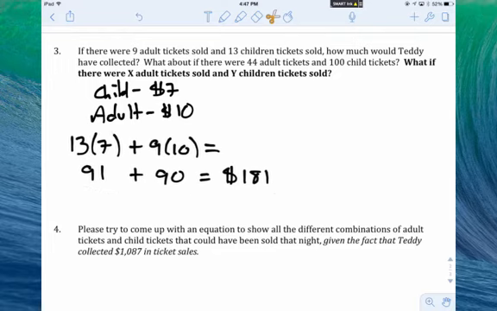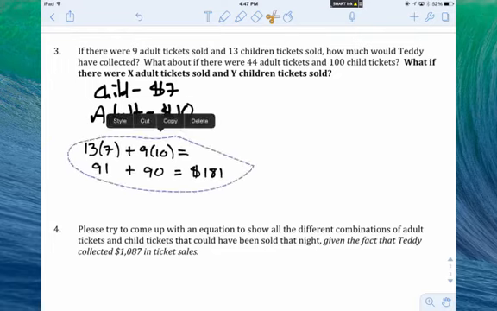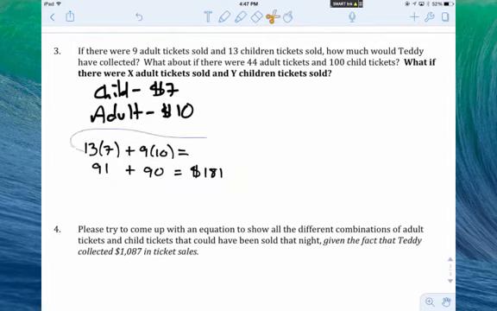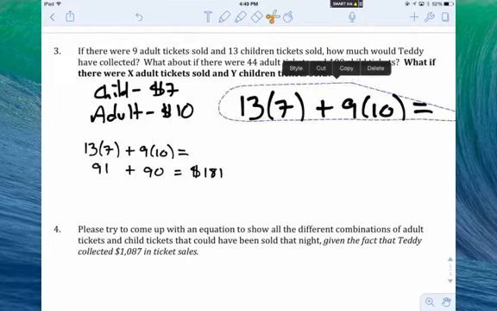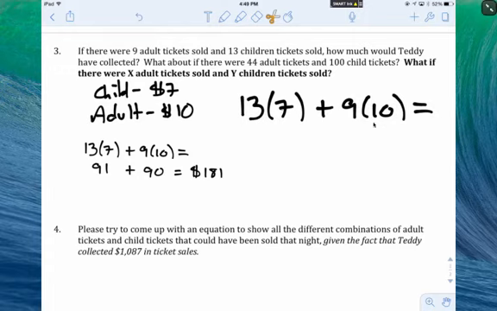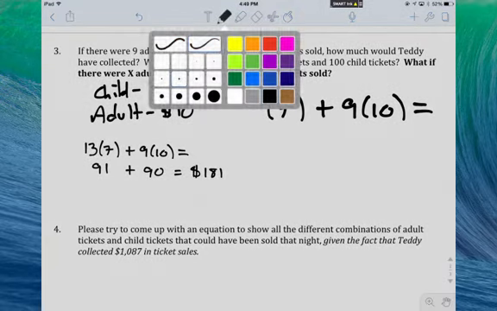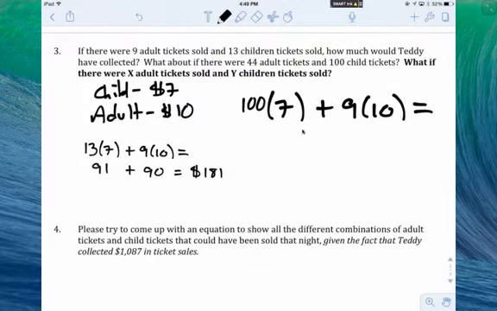Well, okay, here's my question then. What if, now I'm going to just come up with random numbers, and hopefully we can start to see a pattern arising. What if there were 100 child tickets sold and 44 adult tickets sold? Well, of course the prices aren't going to change, right? It's still going to be $7 for a child's ticket and $10 for an adult ticket. It's just the quantity of each that's going to change. Instead of 13 children, it's going to be 100 children. And instead of 9 adults, it's 44 adults.